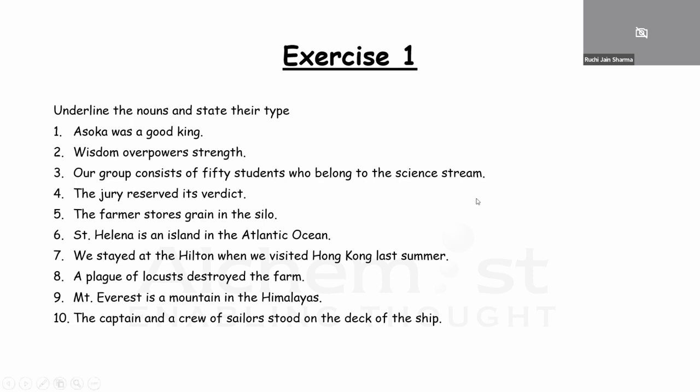Right. Shall we discuss the answers? So first one, can you tell me? Ashoka is a proper noun. King, Ashoka, yes. King is a common noun. All right. In the second one, wisdom is abstract. Strength, wisdom and strength, both are abstract nouns. Okay, good.